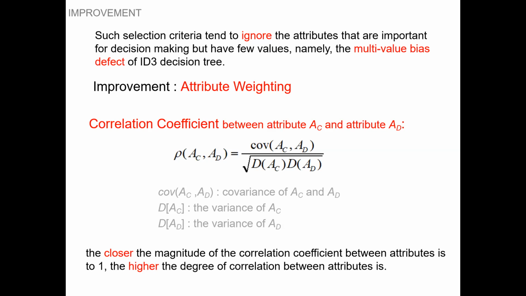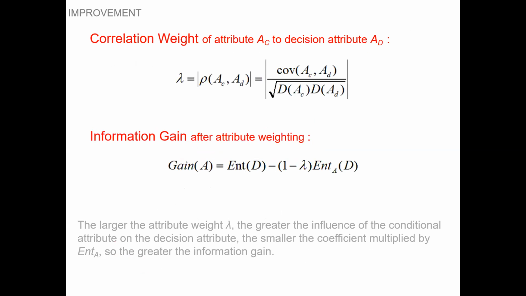Suppose that AC is a conditional attribute and AD is decision attribute, then the correlation coefficient between attribute AC and attribute AD is defined as shown in the formula. Cov(AC, AD) is the covariance of AC and AD. D(AC) is the variance of AC and D(AD) is the variance of AD. Thus, the correlation weight of attribute AC to decision attribute AD can be obtained.